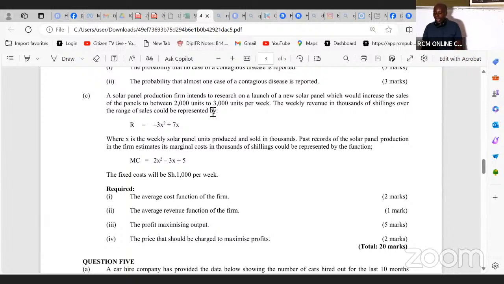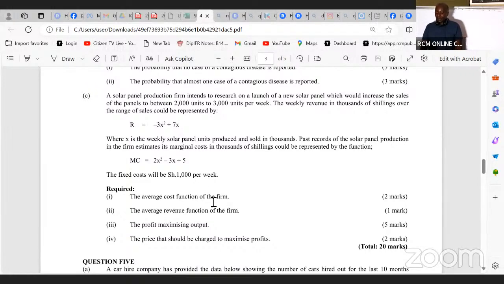intends to research on a launch of a new solar panel, which would increase the sales of the panels to between 2,000 units to 3,000 units per week. Great information there. The weekly revenue in thousands of shillings over the range of sales could be represented by R, where x is the weekly solar panel units produced and sold in thousands. Past records of the solar panels production in the farm estimate its marginal costs in thousands of shillings, keywords there, thousands of shillings, could be represented by this function, MC equals, and the fixed cost will be shillings 1,000 per week.